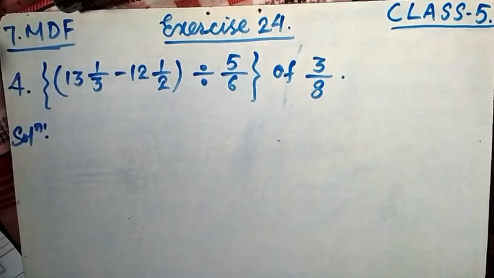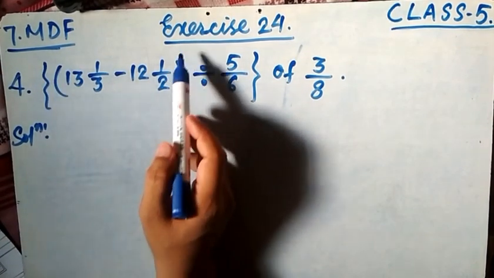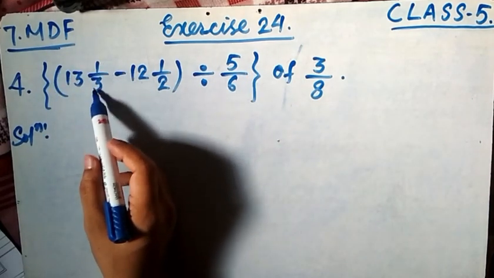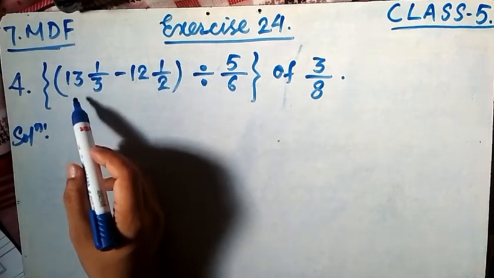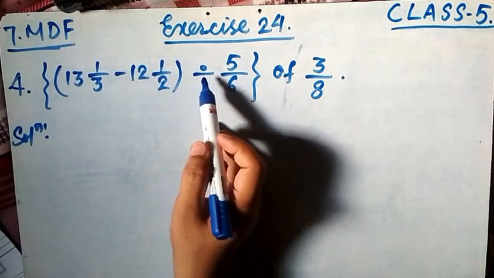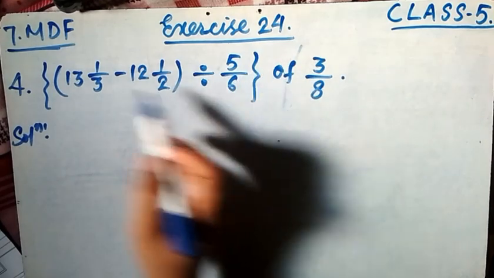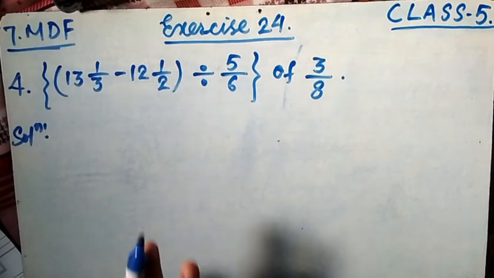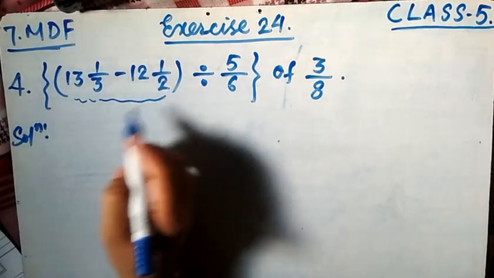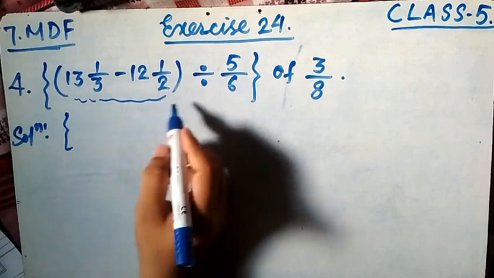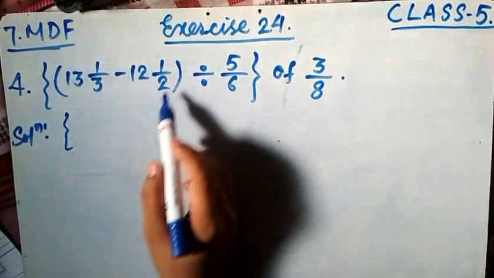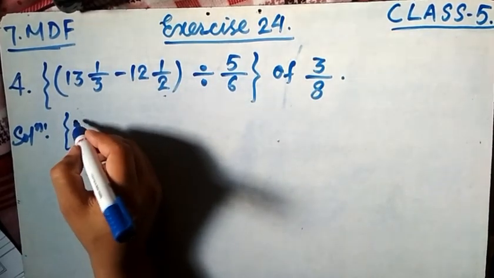Now friends, see question number 4. Here is 13 1 by 3. Here is the curly bracket. Now 13 1 by 3 minus 12 1 by 2 are inside the small bracket, divided by 5 by 8 and the closed curly bracket, of 3 by 8. Now simplify. First we have to do the brackets, write the curly bracket. First we have to handle the small bracket, then come to the curly bracket. One by one we are going to do.